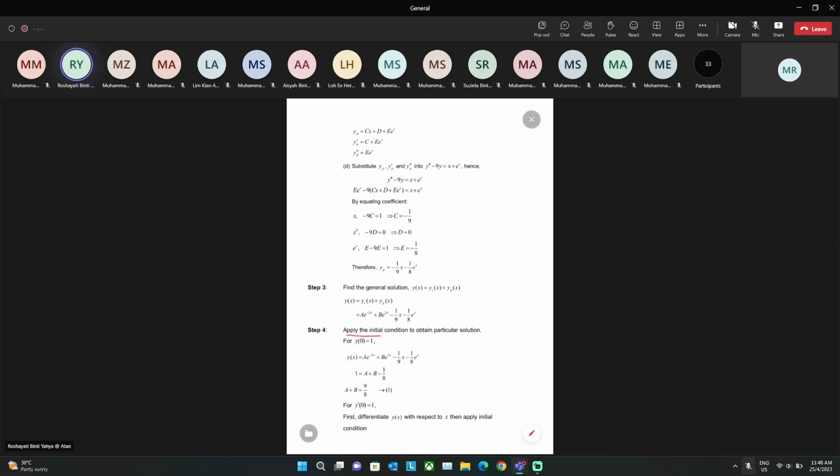So number 4, apply the initial condition to obtain the particular solution. So y(0) equal to 1. The value is given in the question. So when x equal to 0, y equal to 1.